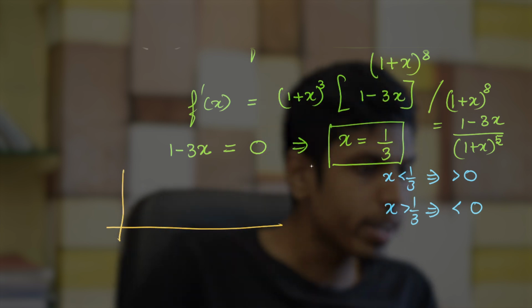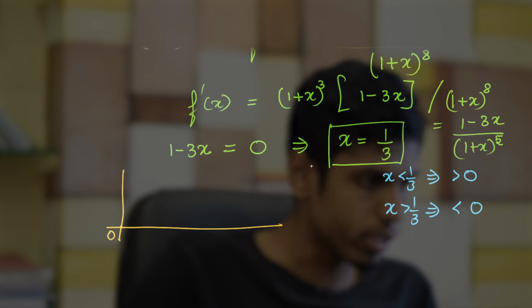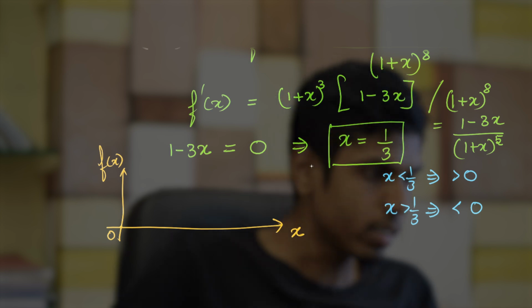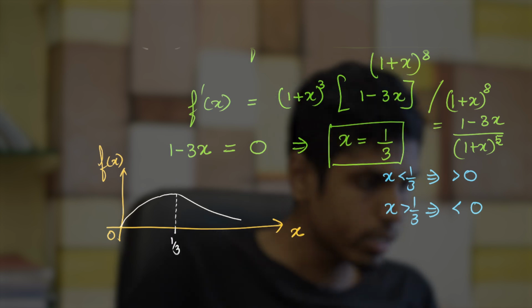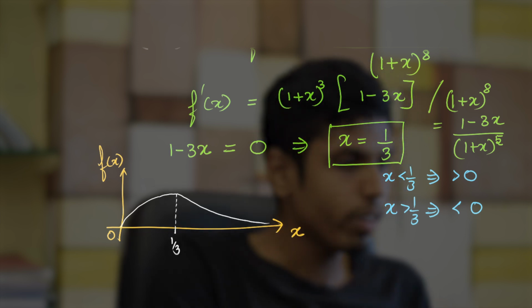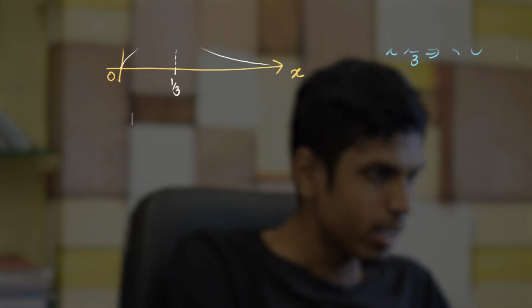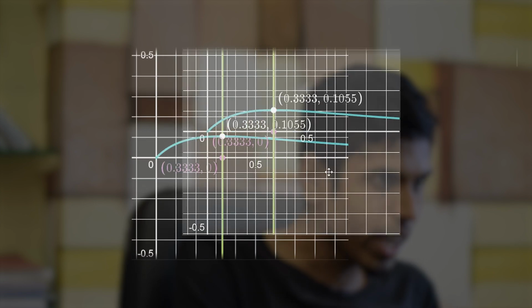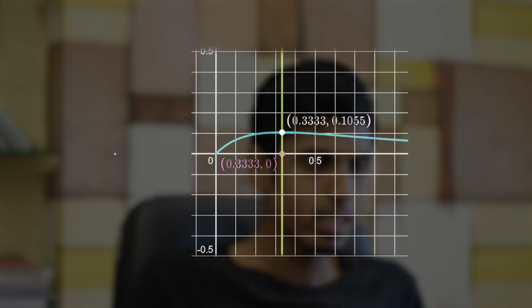So we may predict the graph, and also f of 0 is 0, which is trivial. We may predict the graph of f of x using these ideas. That is, it is increasing till 1 by 3 and decreasing thereafter. So we have the actual graph, and I will show that to you. It is quite appealing, isn't it? Because we see the same characteristics are preserved, which is exactly what we predicted.